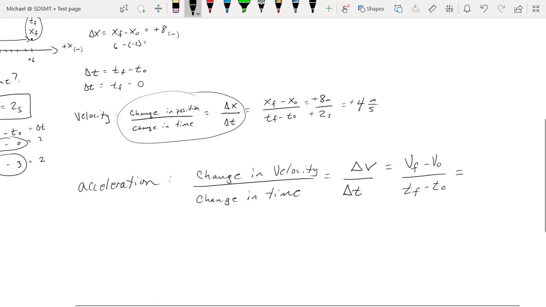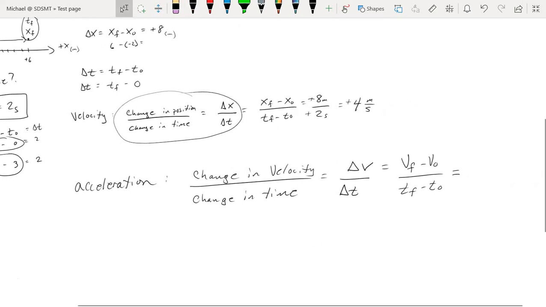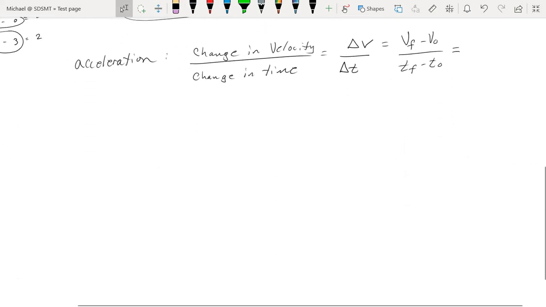Well, I would need some values here. So let's take a slightly different approach to this. Instead of using a number line, let's actually jump into a vehicle. Let's say that you're in a truck or a car, and you're at a stoplight, so you should not be moving. So our initial velocity is 0.